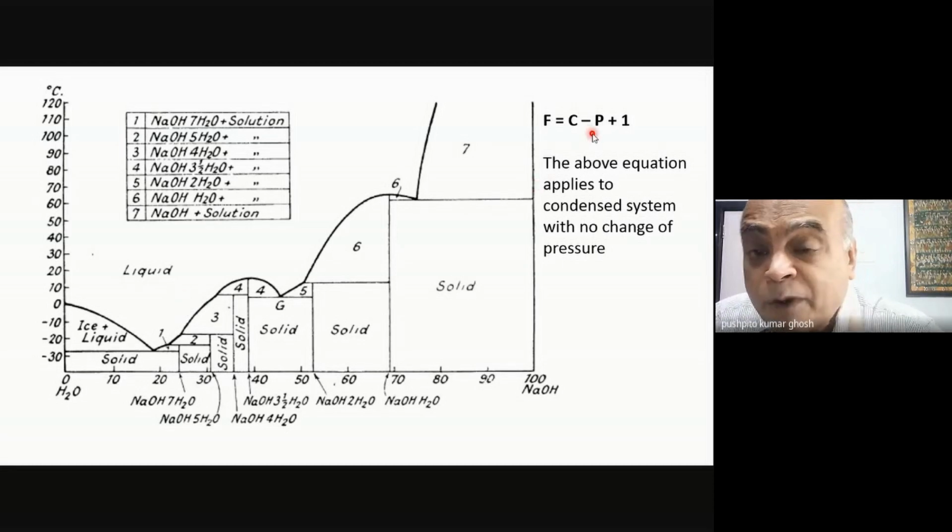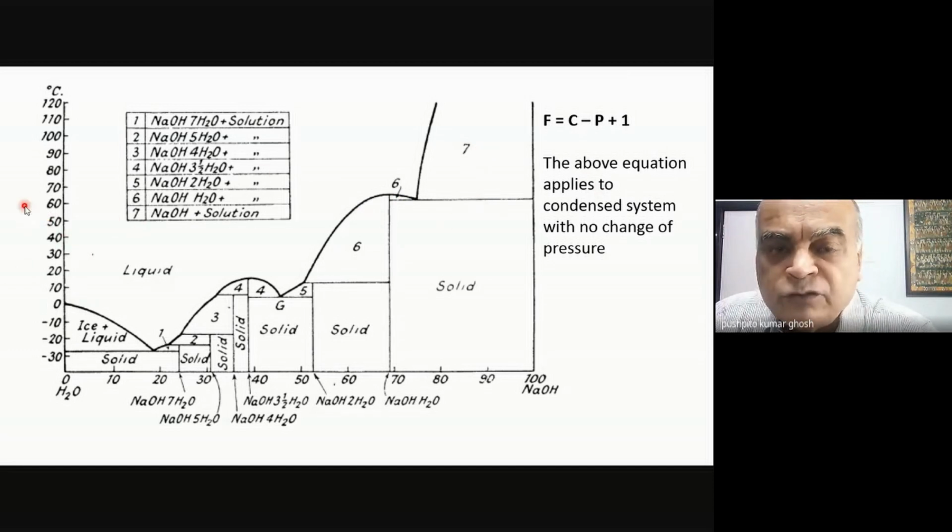Then you'll have to see the number of phases, because each of these solids is a different phase. I might form ice. I can form NaOH with different numbers of water. Each one will be a separate phase, and then I can have a solution phase. So I need to understand the phases. And then suppose I am varying the temperature. So I'm keeping temperature as a variable.